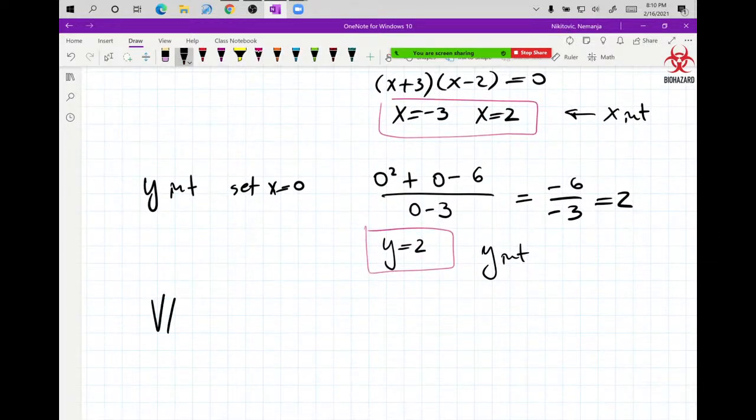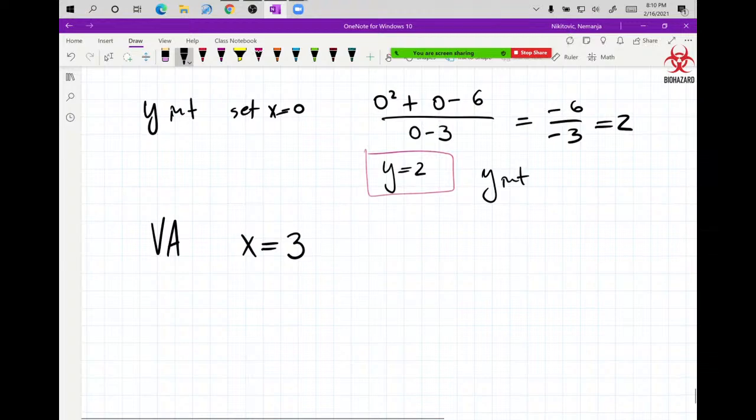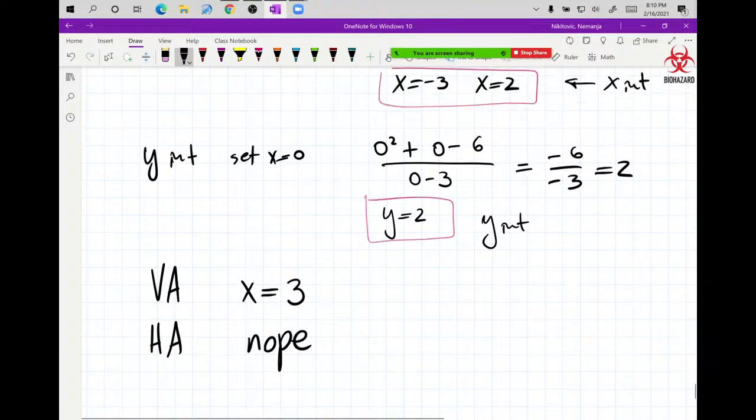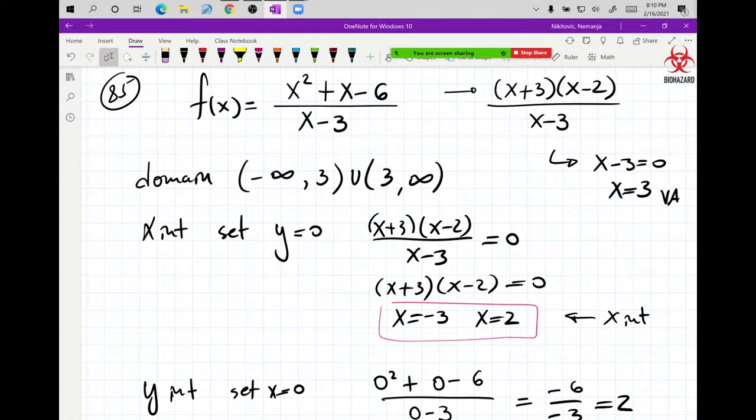Vertical asymptote, already done. X equals 3. Yeah, we did that up there. Horizontal asymptote, nope. Because the denominator has the smaller power than the numerator, right? Numerator has the bigger power, so no horizontal asymptote.